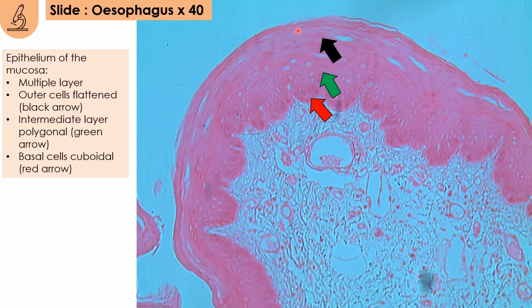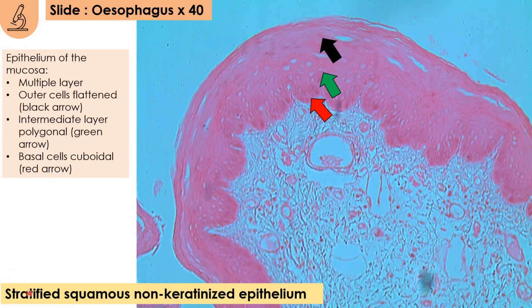The name of stratified epithelium depends on the outer cells. So if you can see this one, it's flat, isn't it? If it's flat, it's squamous. So this one is a stratified, multiple layer, squamous, where the outer cells are flat, non-keratinized epithelium, because this one doesn't have keratin.